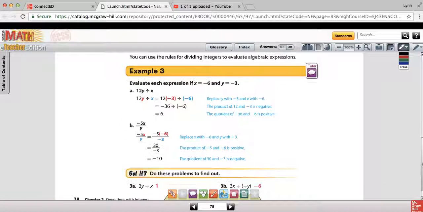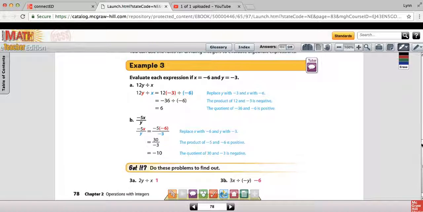In example 3, we're looking at algebraic expressions and evaluating them when we're given the values. Remember that you can always watch these video tutors. They're only a couple of minutes and it walks you through different problems, and it's just someone else to listen to explain how to do these.